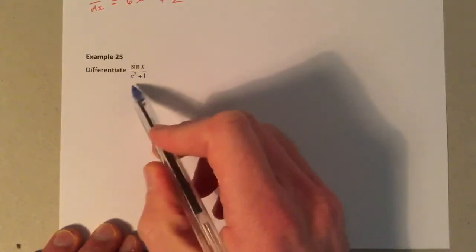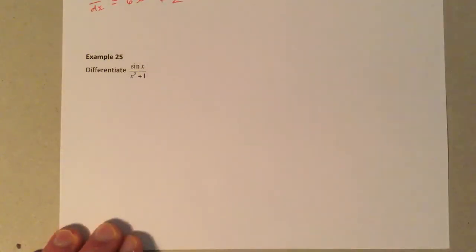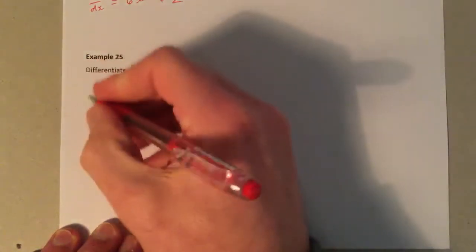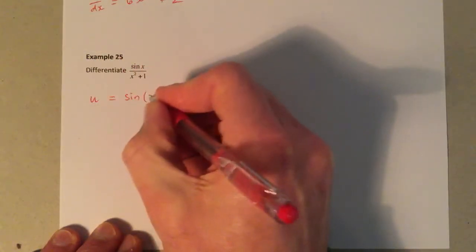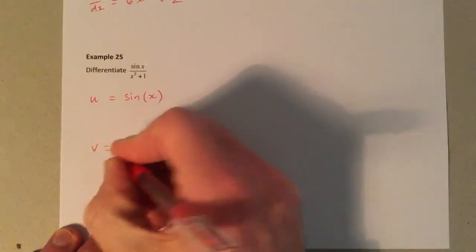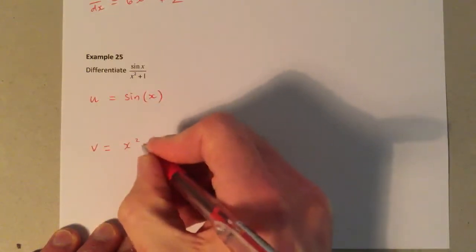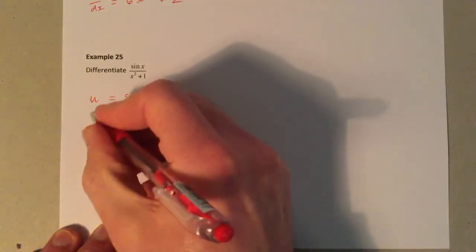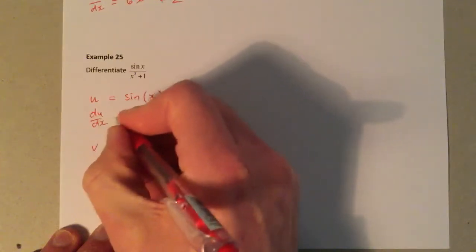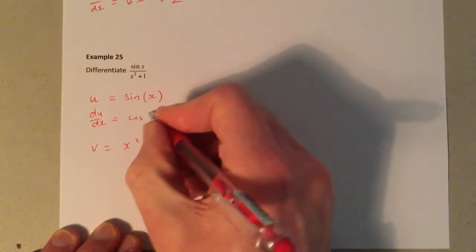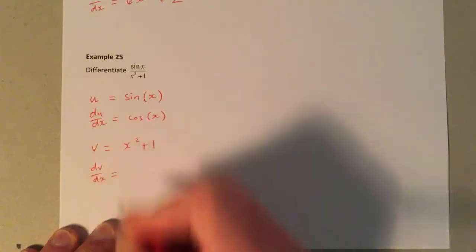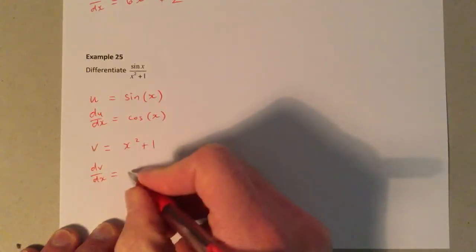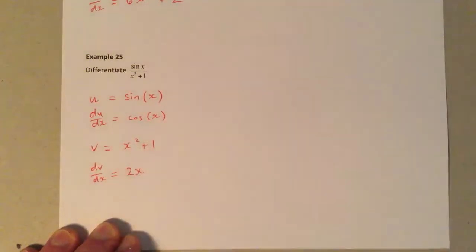We've got sine x over x squared plus 1 that we have to differentiate. Again, you don't have to do this, but I'm going to put u and v down separately to start off with, and then write du dx, and the derivative of sine x is cos x, and then dv dx, which is the derivative of x squared plus 1, which is 2x.